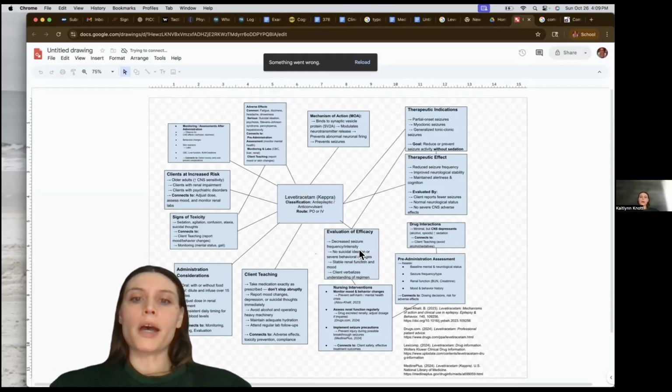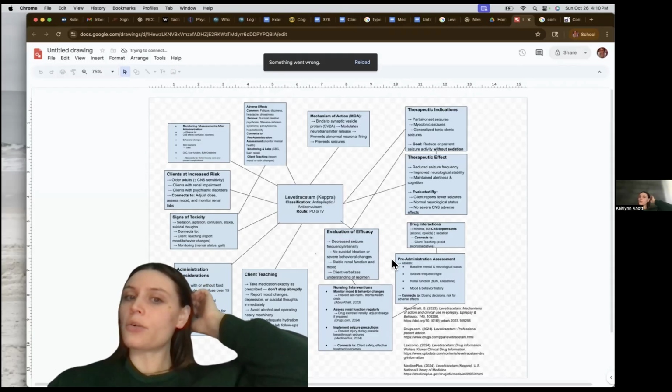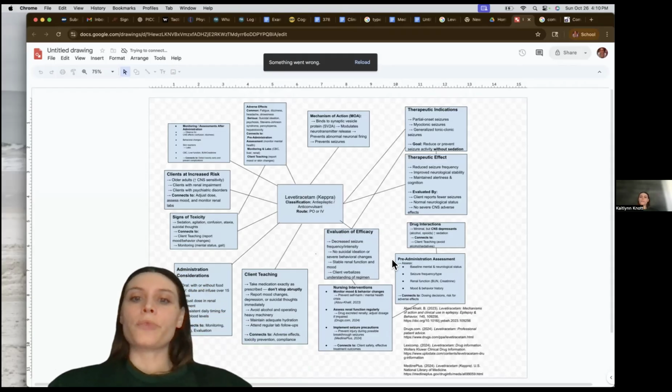So going back up in here, the evaluation of efficacy, which is connected to the nursing interventions. So decreased seizure frequency and intensity, no suicidal ideations or severe behavioral changes, and then stable renal function and mood. And then the client verbalizes understanding of regimen.